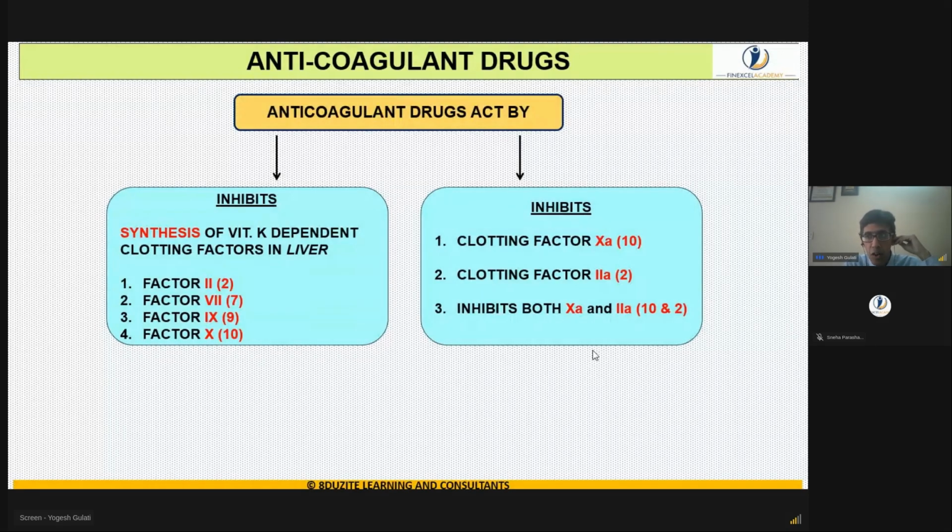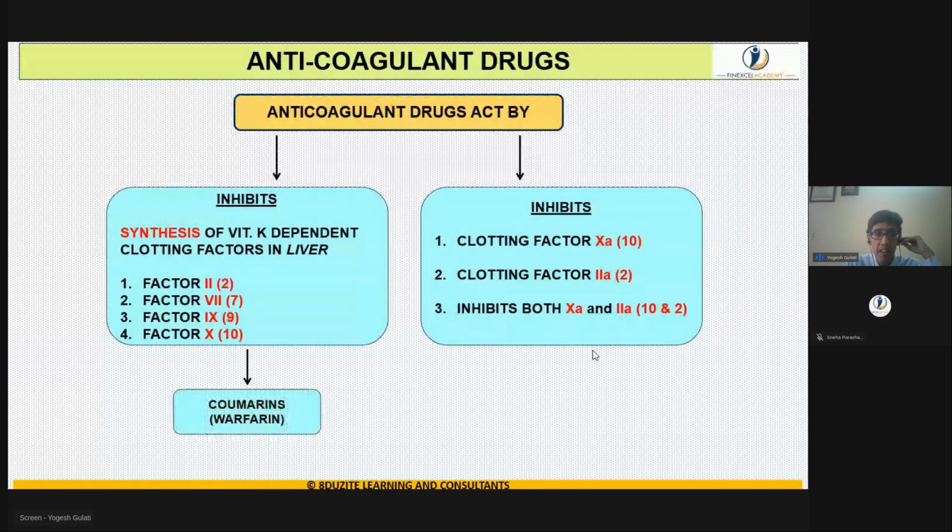So all the drugs acting on the preformed, all the preformed clotting factors will be working on either 10 or 2 or both. And the other group, which are not acting on the preformed factor, will block the synthesis of factors in the liver. Now, which are those drugs? We can move to the left side. The drugs which block the synthesis of vitamin K dependent clotting factors in the liver are warfarin, and the drugs which act and kill the circulating clotting factors 10 and 2 are all the other drugs, heparin group and all the other drugs. We will come to all the other drugs.